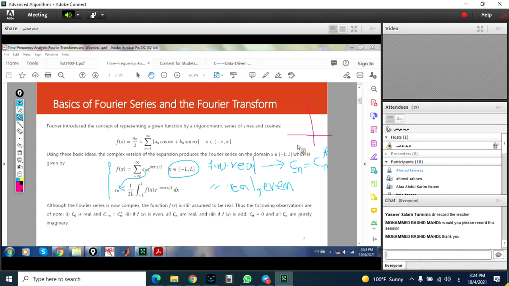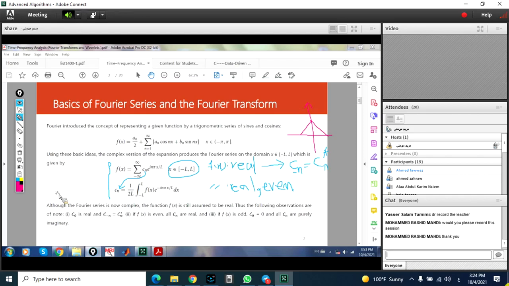This function is even. The symmetry of this function is related to the vertical line. And if f(-x) is equal to f(x), we call this function even. Now the odd function, f odd.